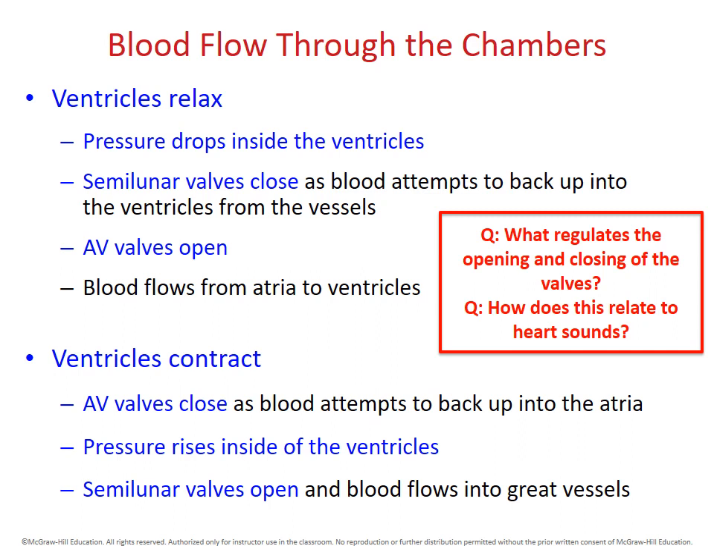As the pressure continues to rise, there comes a period of time where the pressure inside the ventricle is higher than the pressure in the pulmonary arteries or in the aorta. And the minute that happens, the minute that the ventricle is contracted to the point where it has a higher pressure than the great arteries, the semilunar valves will open up and blood will gush out of the ventricles into your pulmonary arteries and into the aorta. So what regulates the opening and closing of the valve?